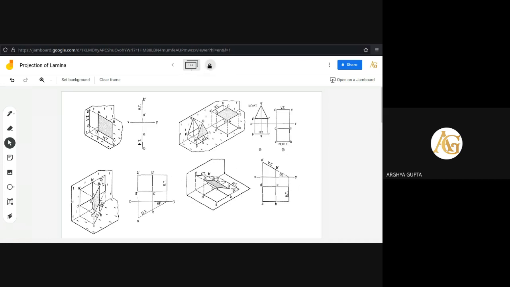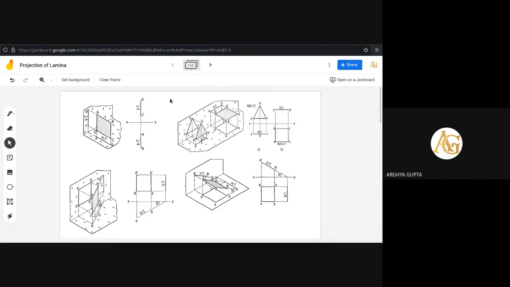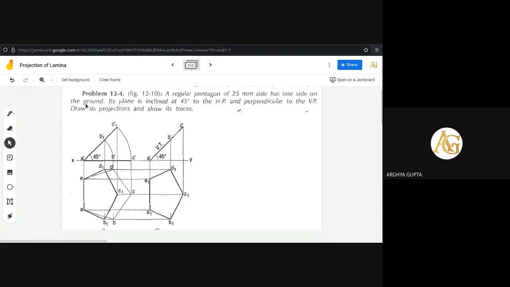Now let us move to the problems. So it is the first problem. A regular pentagon of 25 mm side has one side on the ground. That means one side will be on the ground. Ground means on the ground plane, or actually on the horizontal plane. By the term ground, we will know that it will be on the horizontal plane. The plane is inclined at 45 degrees to the HP and perpendicular to the VP. Draw its projection and show its traces.